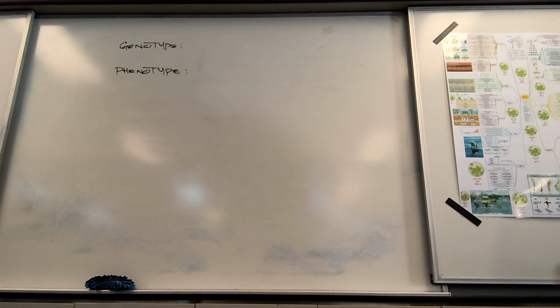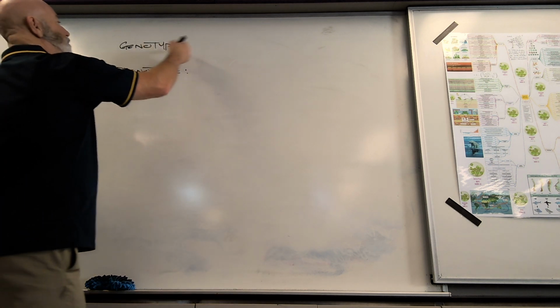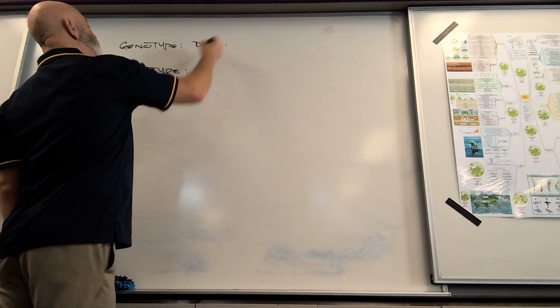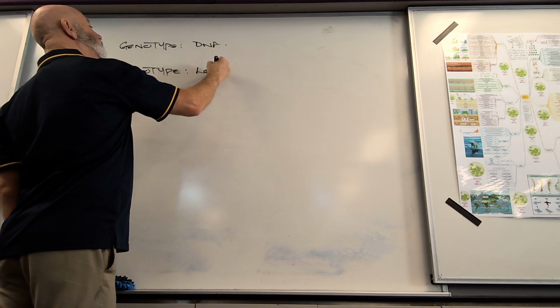Right. Who can tell me genotype? Well done. It's an organism's genetic makeup. Jesse, move on. Phenotype. Alexis? Well done. The physical characteristics. So the genotype is your DNA. The phenotype is the way it looks.